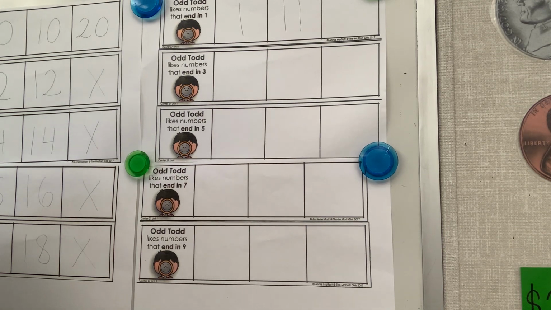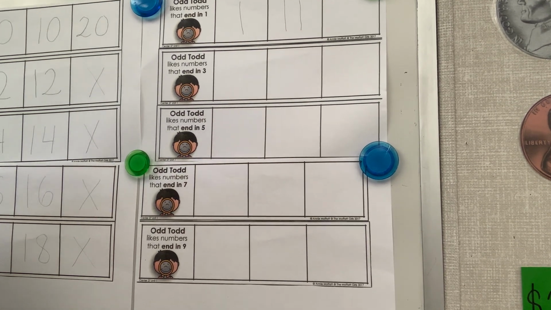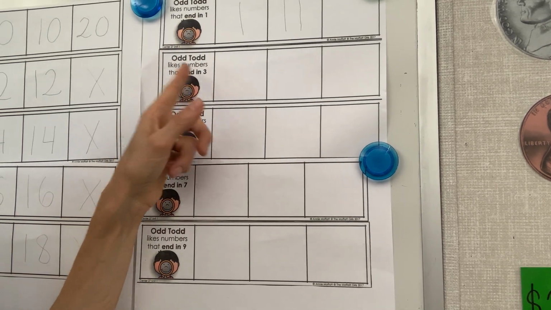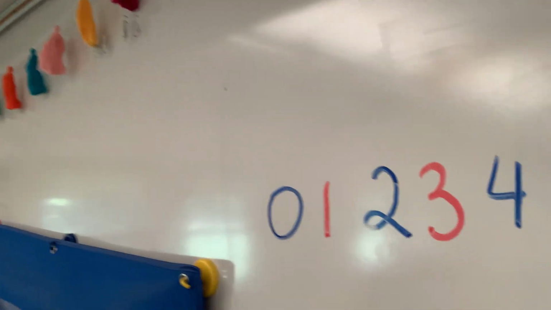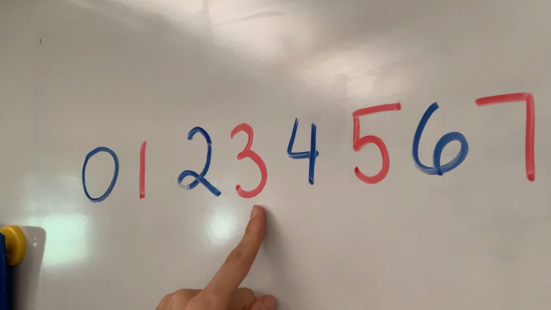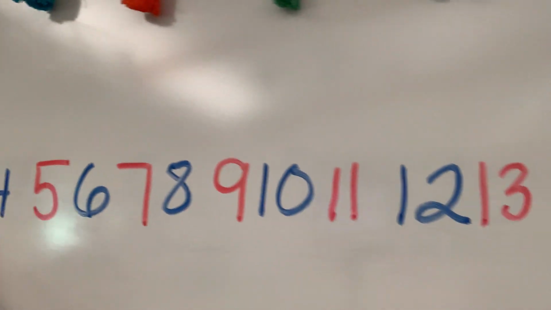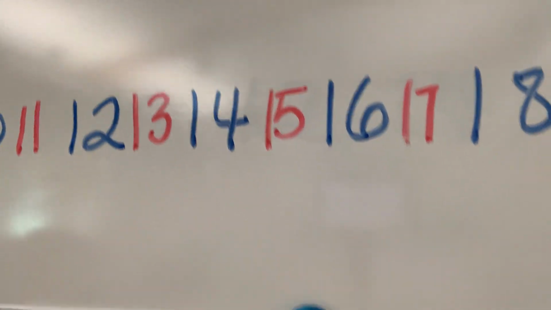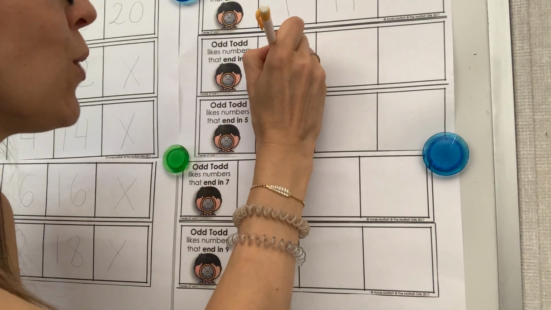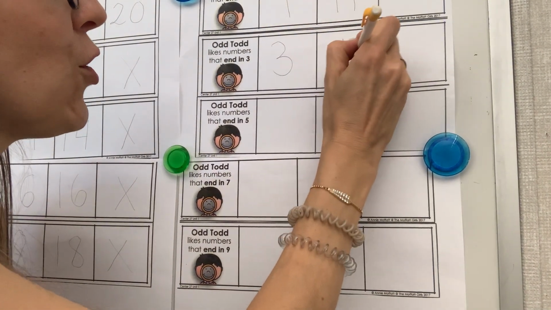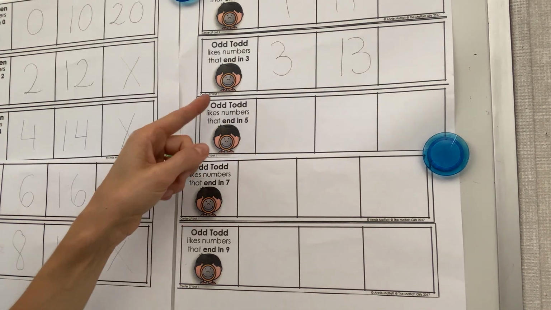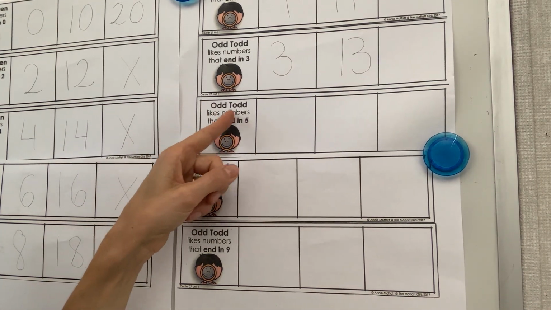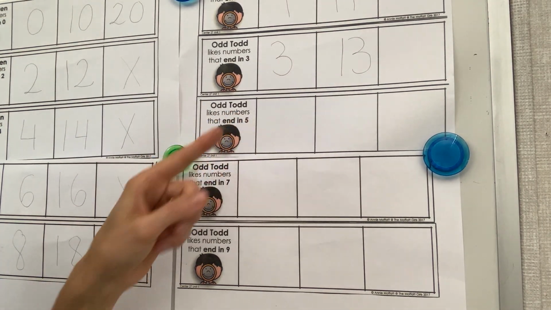Now, over here, Odd Todd likes numbers that end in 3. So let's look at those numbers that end in 3. That's right, there's 3. Is there another red one that ends with 3? Yes, 13. Very good. So let's go ahead and write that one. So it's 3 and 13. Good job. Odd Todd likes numbers that end in 5.